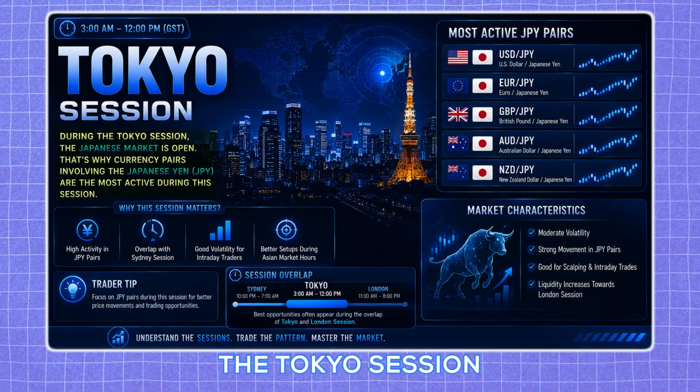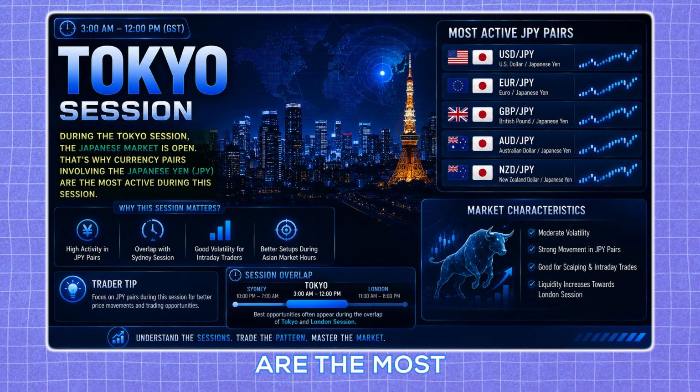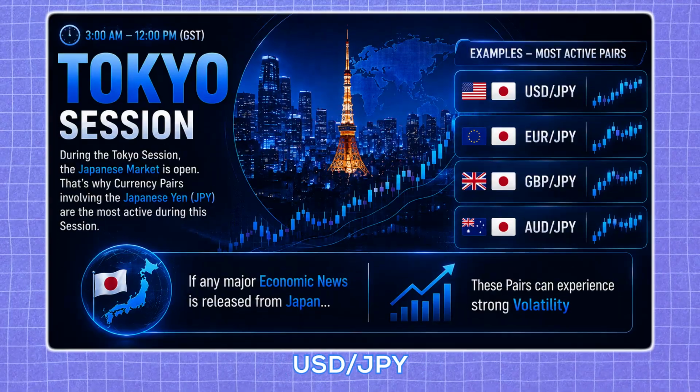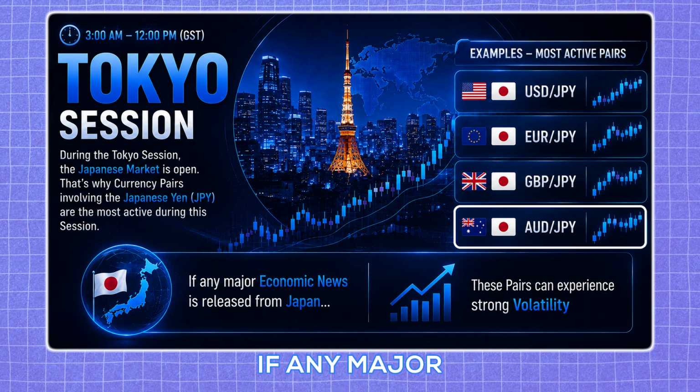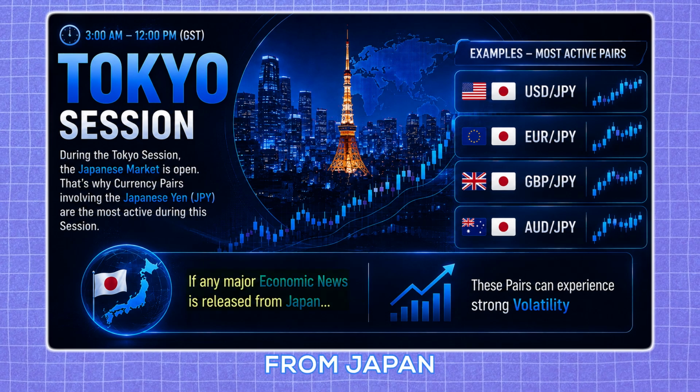Tokyo session. During the Tokyo session, the Japanese market is open. That's why currency pairs involving the Japanese yen, JPY, are the most active during the session. For example, USD/JPY, EUR/JPY, GBP/JPY, AUD/JPY. If any major economic news is released from Japan, these pairs can experience strong volatility.